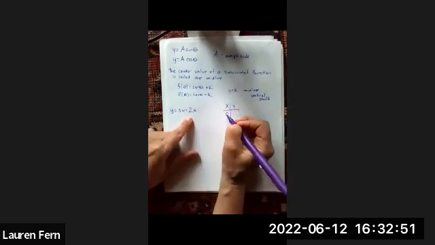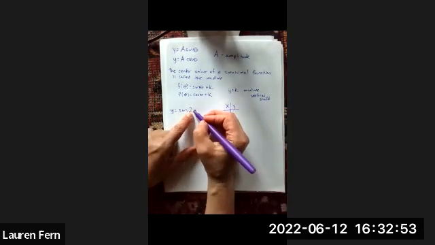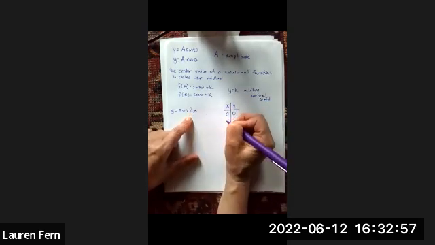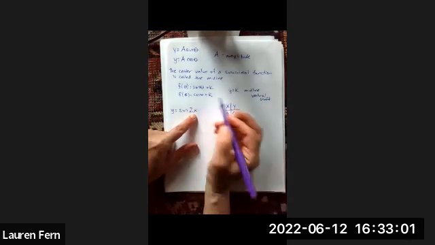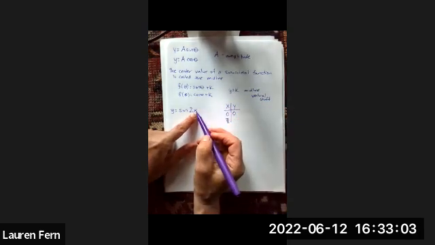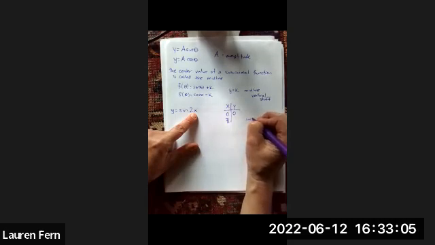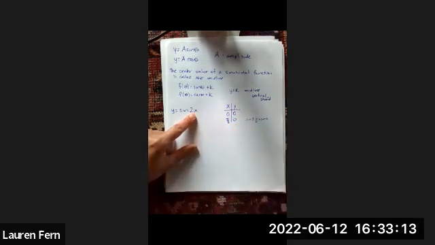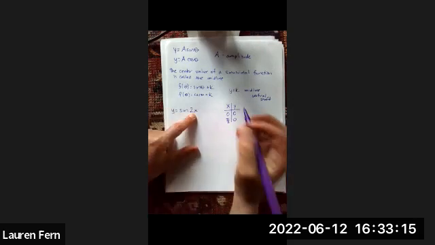I can plug in 0 for x. The sine of 0 we know is 0. Our next value is typically to take pi over 2. If I plug pi over 2 in here, then I have the sine of 2 times pi over 2, which is the sine of pi, which is also 0. Okay, a bit of a head scratcher.